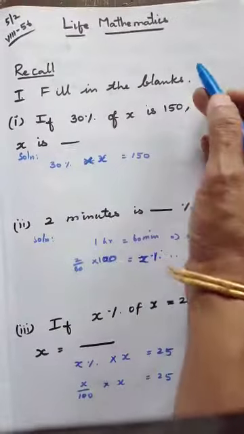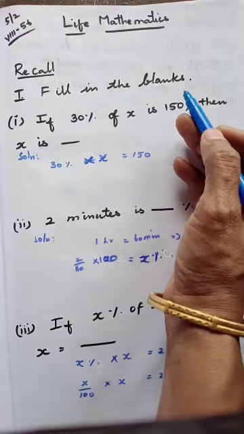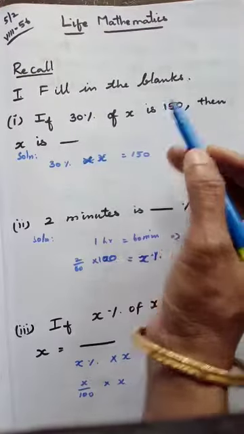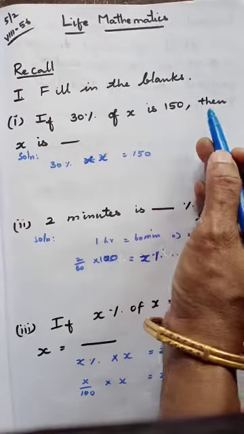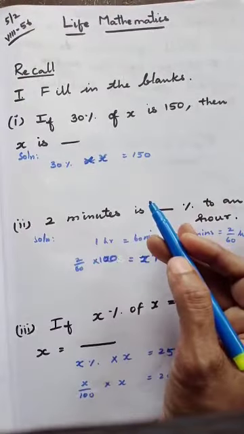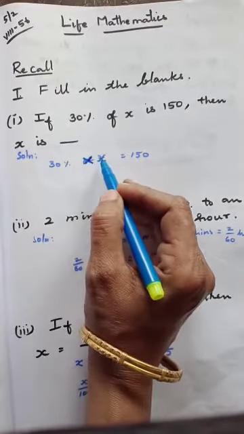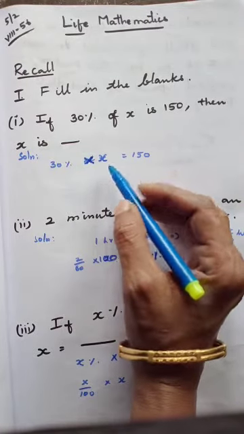Today we are going to see real-life mathematics and we shall recall the percentage sums in exercise 4.1. Fill in the blanks. If 30% of x is 150, then x is dash. So 30% of x means 30% into x is equal to 150, they are given. You have to find the value of x here.